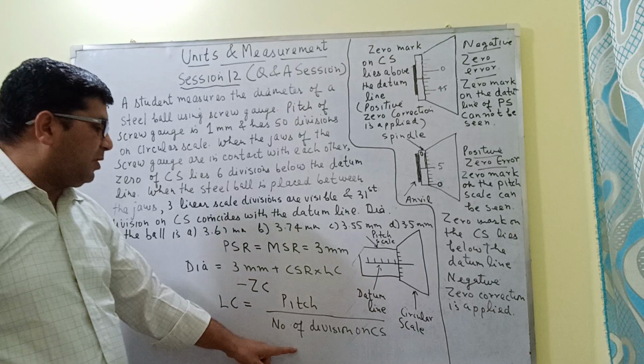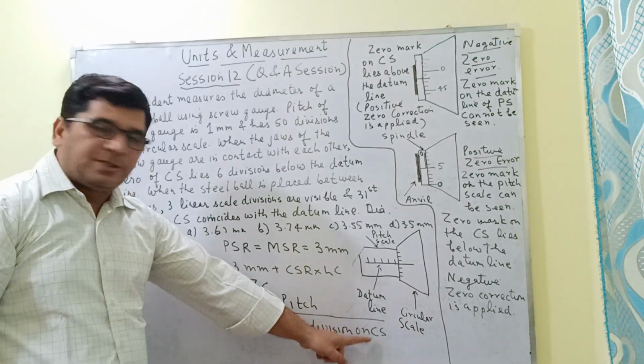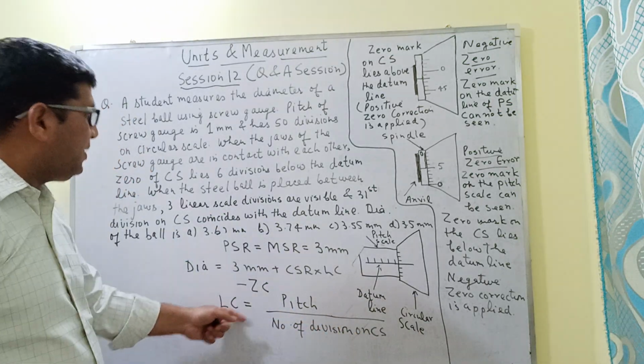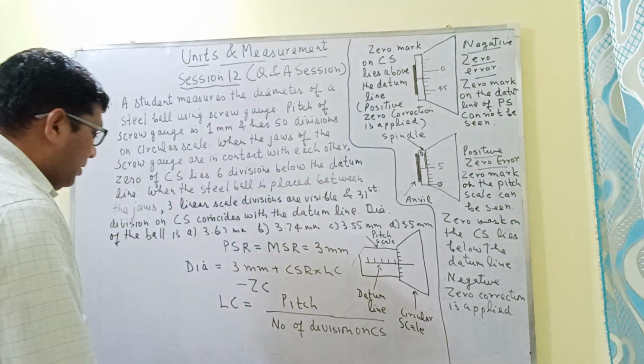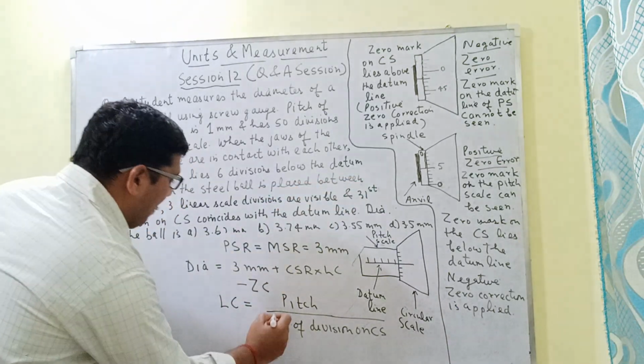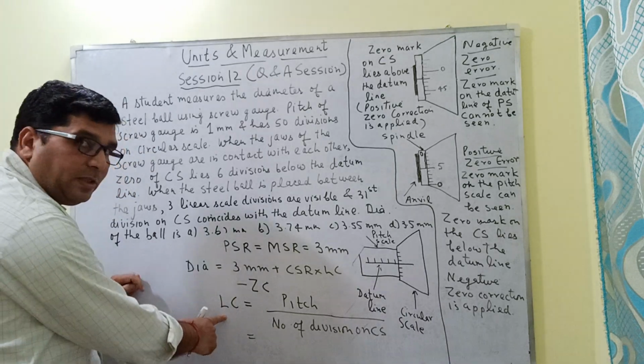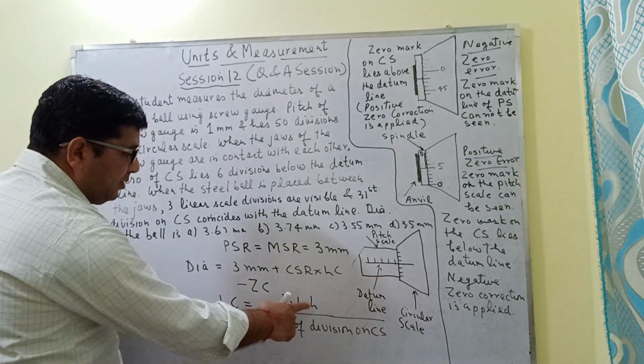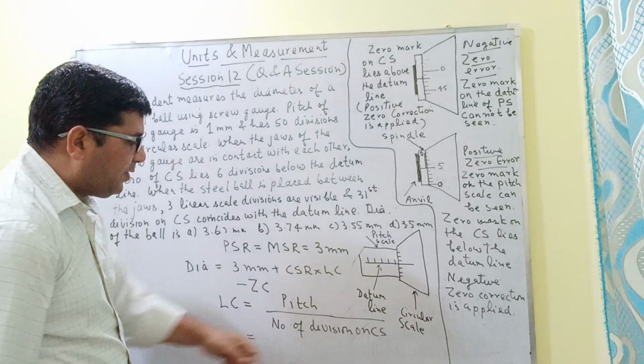Pitch divided by the number of divisions on the circular scale. So this is the formula for calculating the least count of a screw gauge. The least count is equal to pitch divided by the number of divisions on the circular scale.